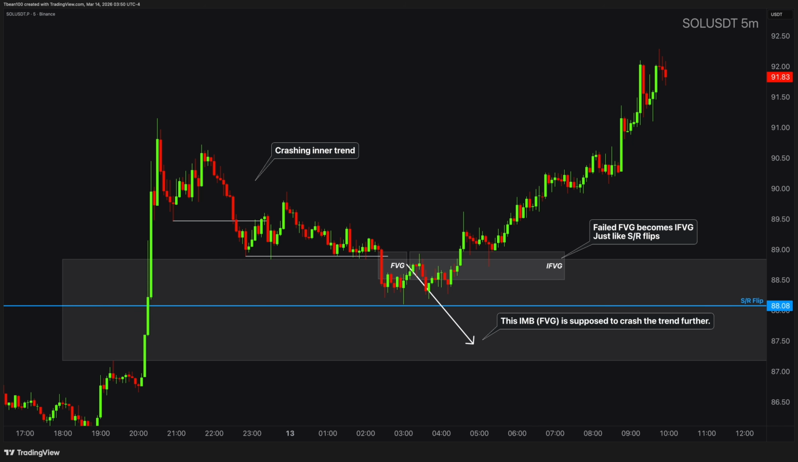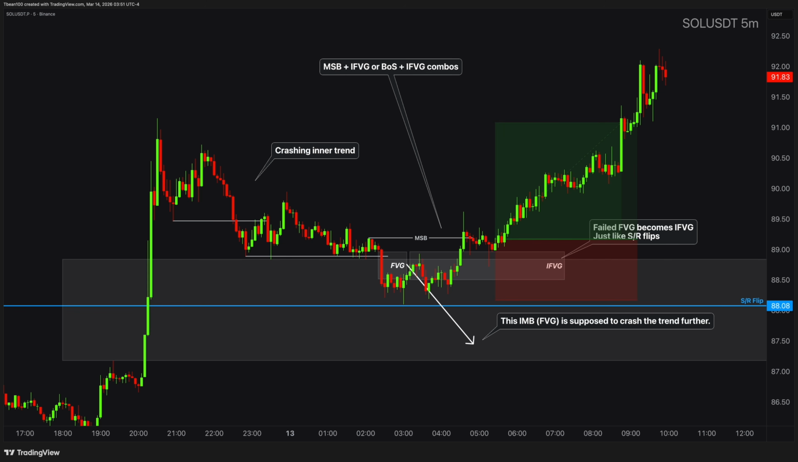By nature, fair value gaps behave very similar to SR flips in the market. When a fair value gap fails, it can turn into an inversion fair value gap. It works the same way that a resistance can turn into a support. So basically a flip happens. And this is the basic idea behind trading inversion fair value gaps.